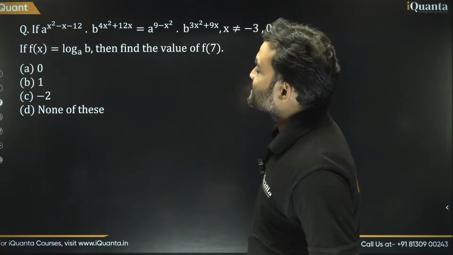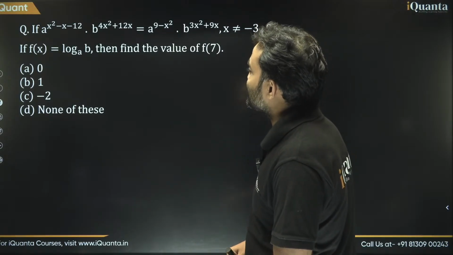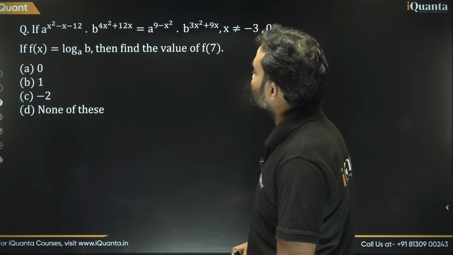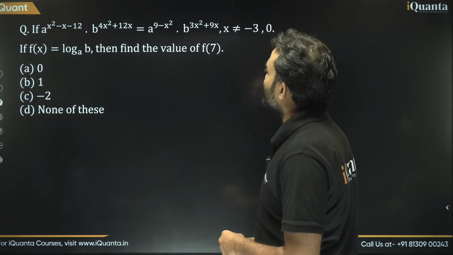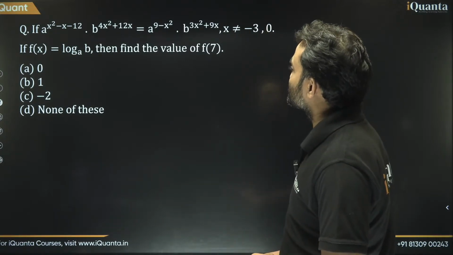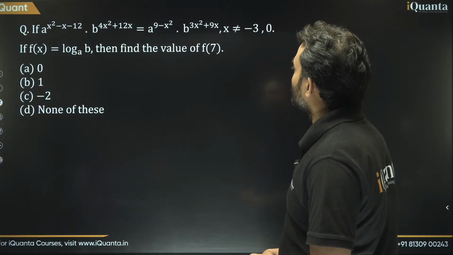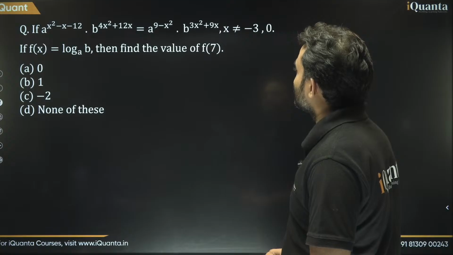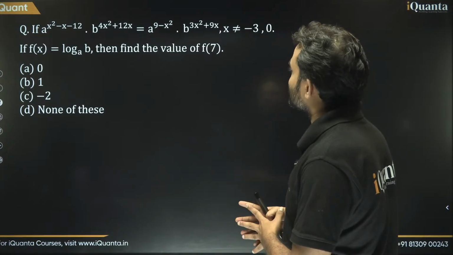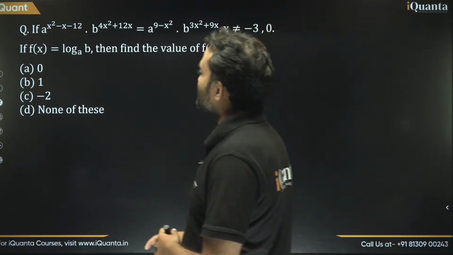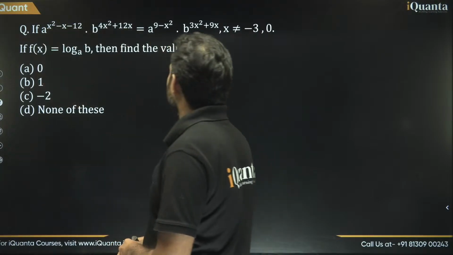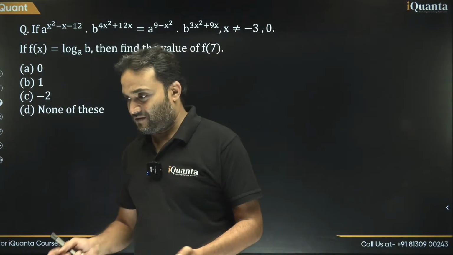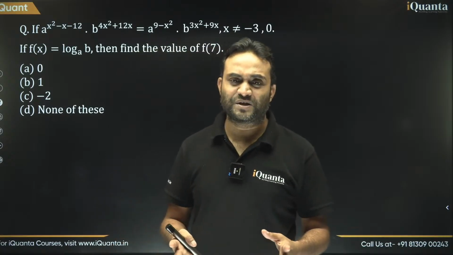Now this question says: if a to the power x square minus x minus 12 into b to the power 4x square plus 12x is equal to a to the power 9 minus x square into b to the power 3x square plus 9x, and x is not equal to minus 3 or 0. If f(x) is equal to log b base a, then find the value of f(7). So log b base a, how do we achieve this expression?